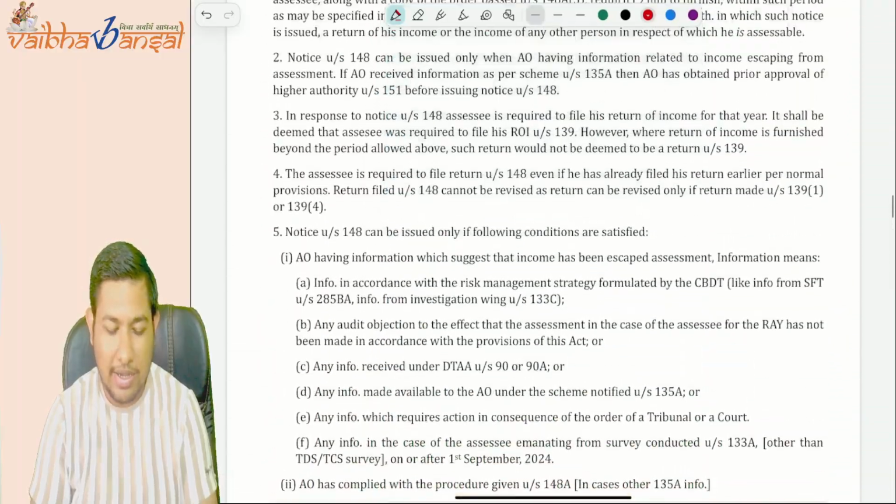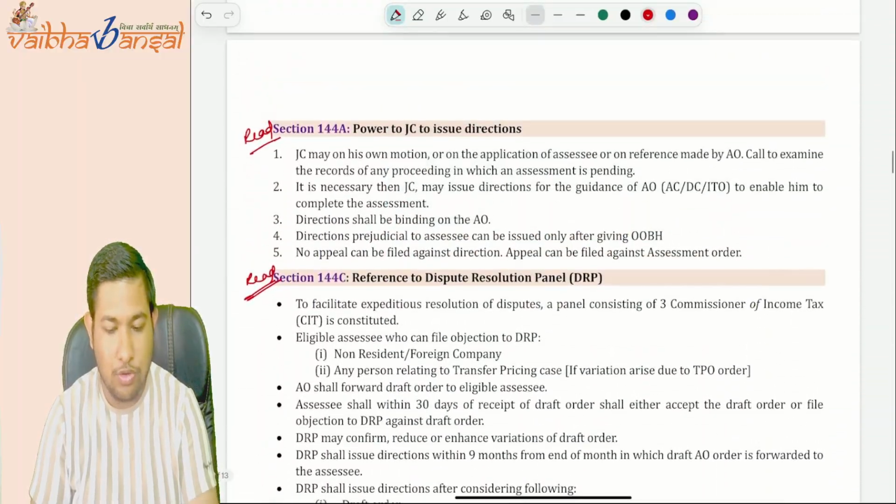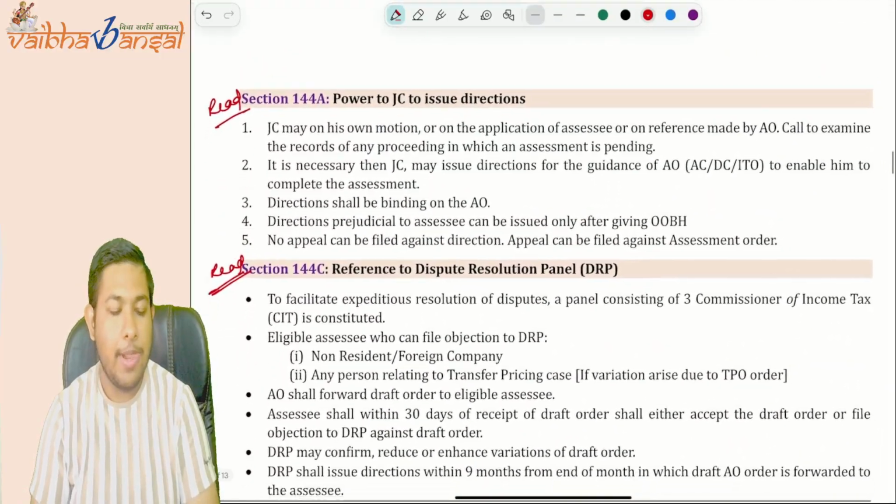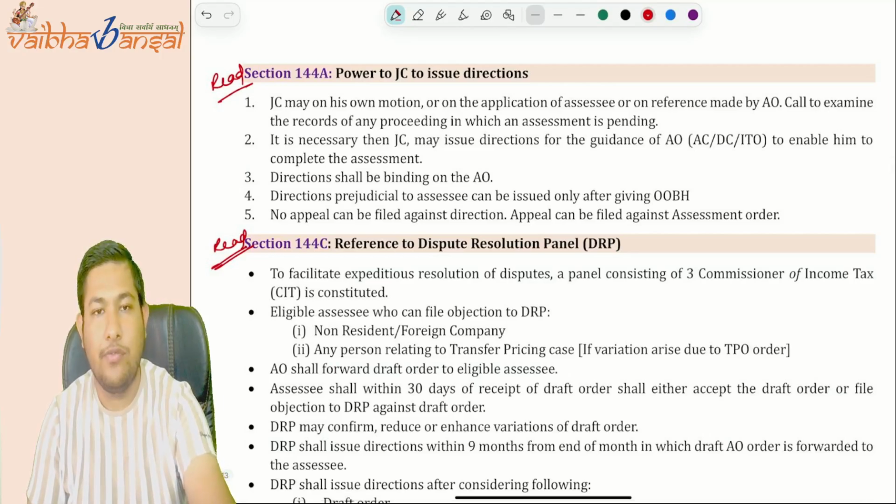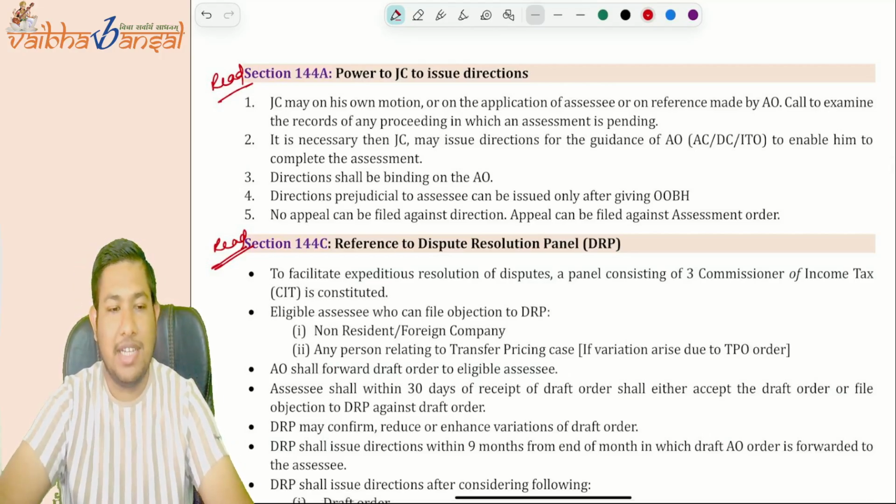So there is a small part which is left. So first, we will take a break of 10 minutes. And then we shall be starting with section number 144A. Take your time. Let's go.